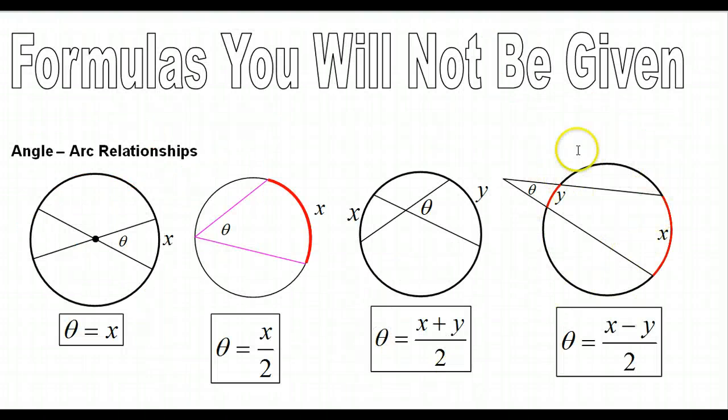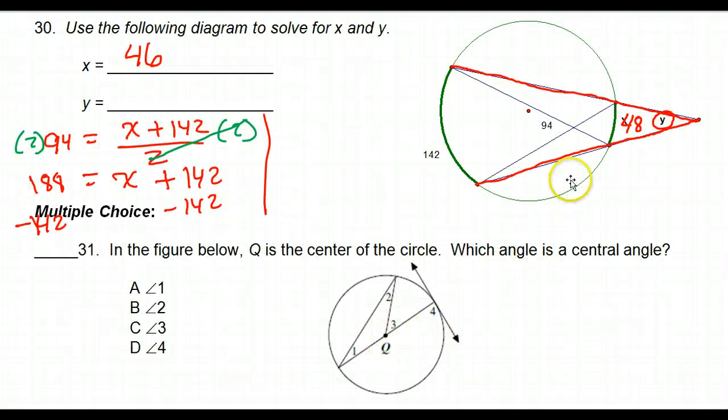So that puts us in this situation, the fourth formula. And the formula for that is the angle is always equal to the big arc minus the small arc divided by 2. So that's what we're going to use to find y. So this angle is going to equal the big arc minus the small arc divided by 2. That's how you do it. So y is the angle, so I can go ahead and just go y is equal to big arc minus small arc.